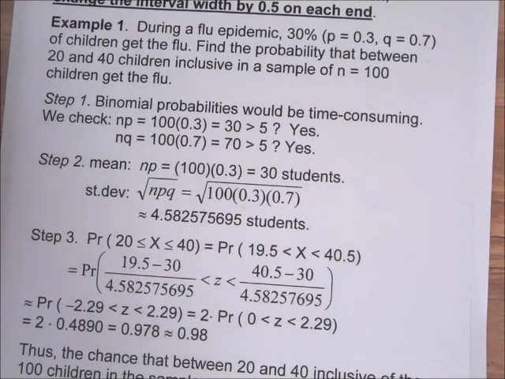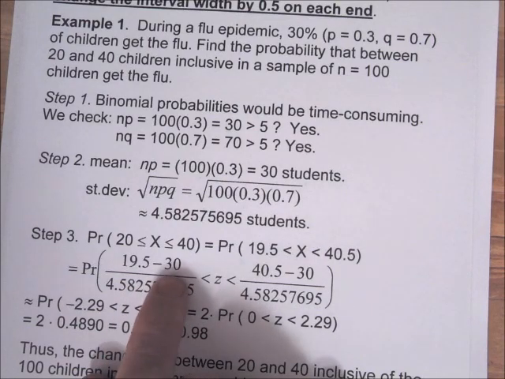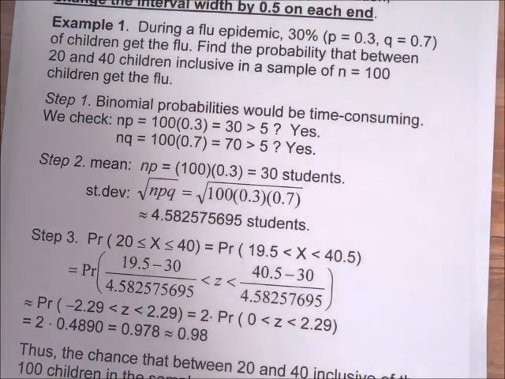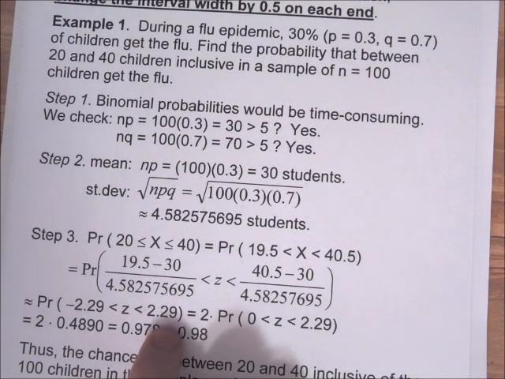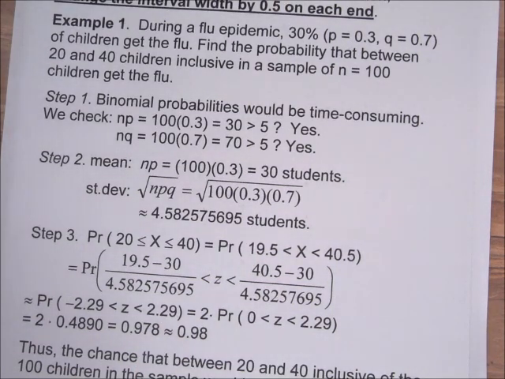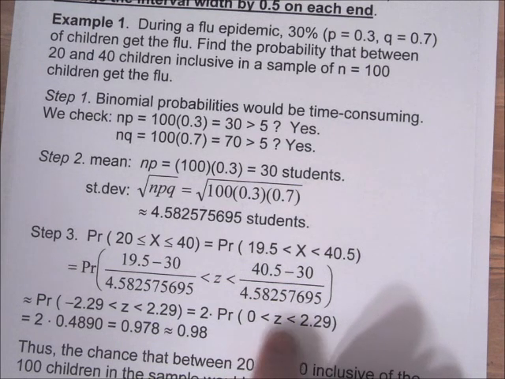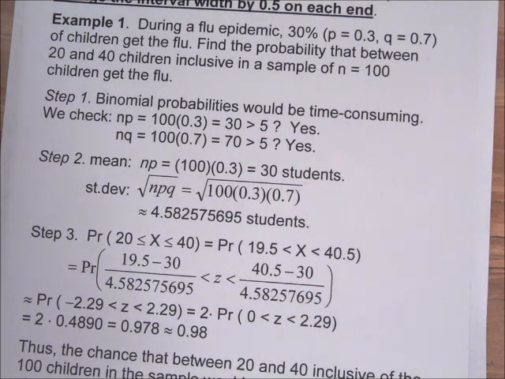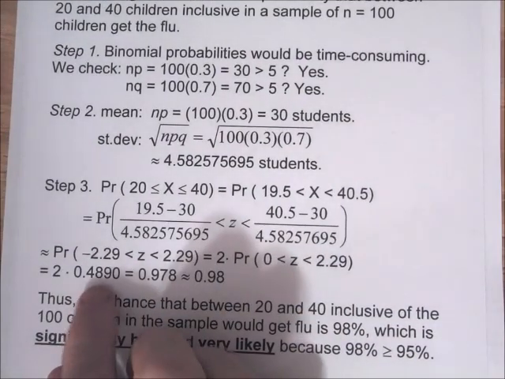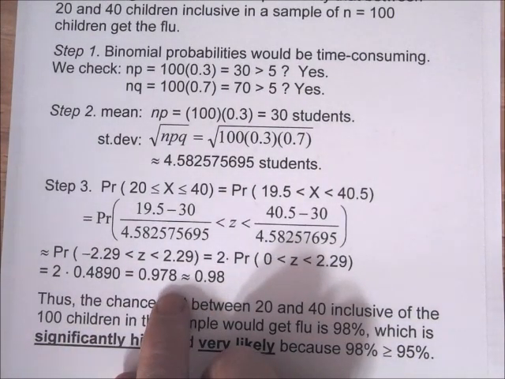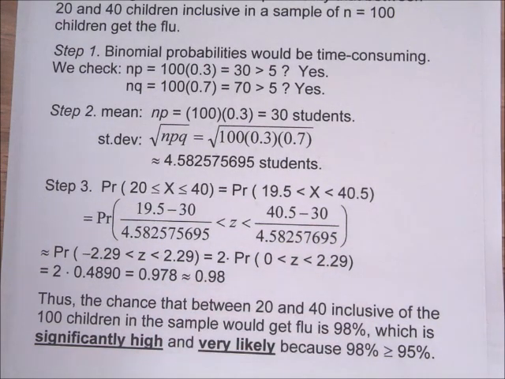And then we convert each score into a z-score by subtracting the mean and dividing by the standard deviation. We get the probability that z is between negative 2.29 and positive 2.29. This is 2 times the probability that z is between 0 and 2.29, because of the symmetry of the normal distribution. If we look at row 2.2, column 9 in the table, we get 0.4890. Multiplied by 2, we get 0.978, or approximately 0.98.